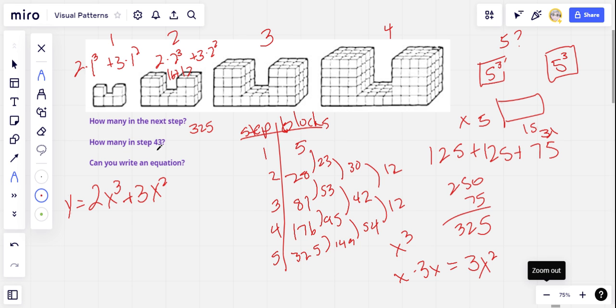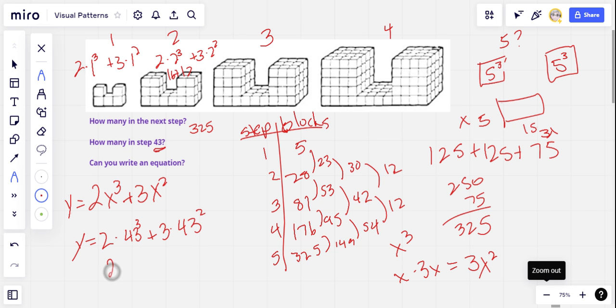The last thing we have to do, however, is figure out step 43, and that can be done with this equation fairly easily, way more easily than trying to draw out whatever pattern this would look like at step 43. So let's plug in those numbers. So y equals 2 times step 43 cubed plus 3 times step 43 squared. So what is 43 cubed? These are really big numbers.